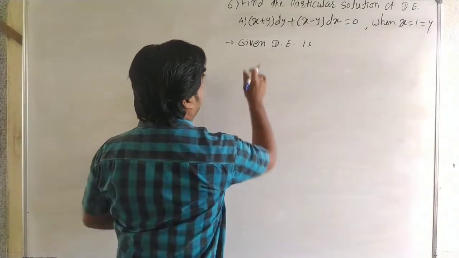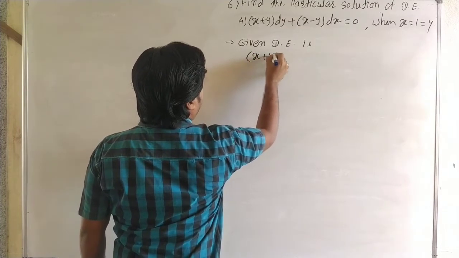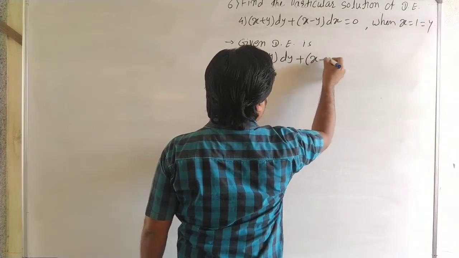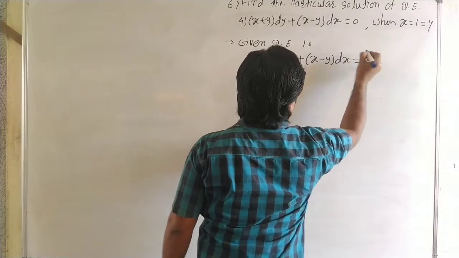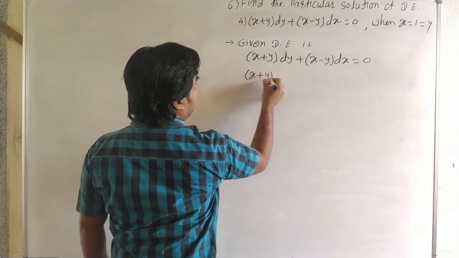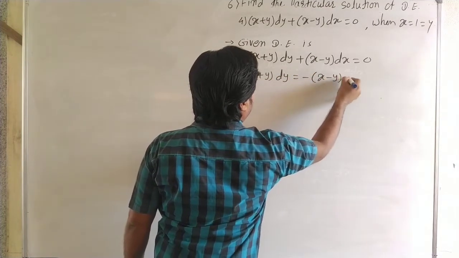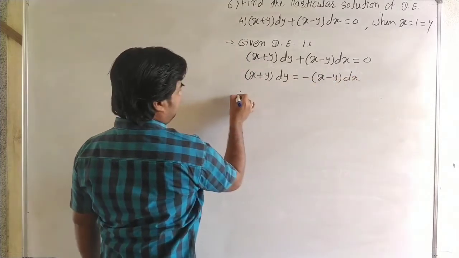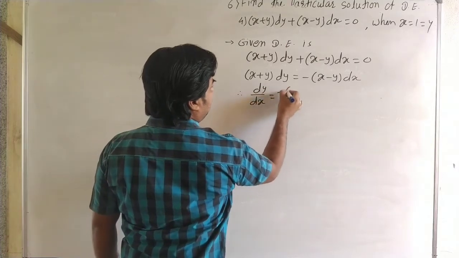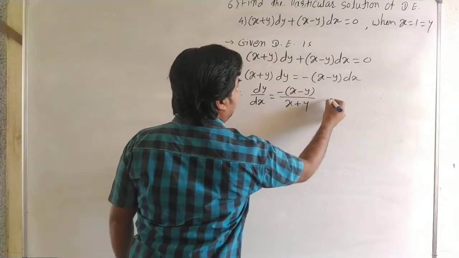Now here the given differential equation is x plus y dy plus x minus y dx equal to 0. Then we write this equation in the dy by dx form: x plus y dy is equal to minus x minus y dx. And here when we write dy by dx, it is x minus y upon x plus y with a minus sign. It is equation number 1.